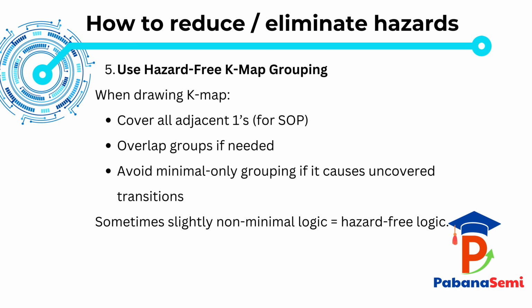This overlap creates redundant coverage, which prevents uncovered transitions during input changes. Also, avoid grouping that is minimal only if it leaves transitions between adjacent cells unprotected. In other words, a slightly non-minimal expression may actually be the safer and more robust design. So the key idea is minimal logic reduces gates. Hazard-free logic ensures stable transitions. In real digital design, correctness and stability are more important than absolute minimal gate count.